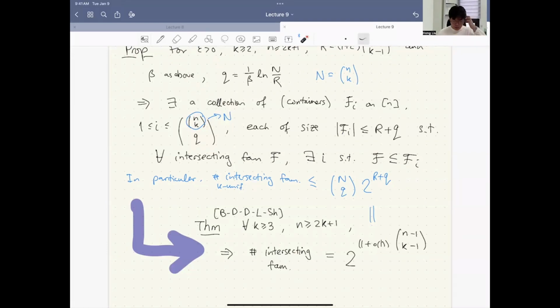Okay. Very good. If there's no question, we're going to move on to the next application.